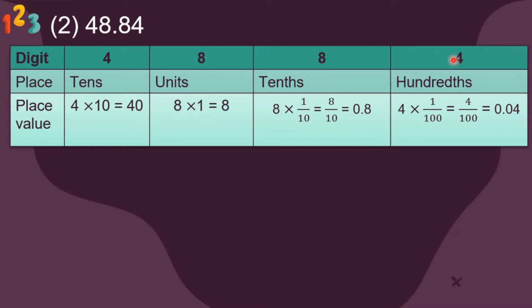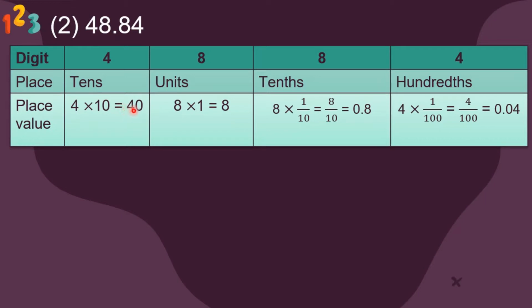So first let us write the places and place values of the digits before the decimal point, that is 4 and 8. The digit 8, which is before the decimal point, is in the units place and its place value is 8 into 1, which is equal to 8. 4 is in the tens place, so we write 4 into 10, which is equal to 40.